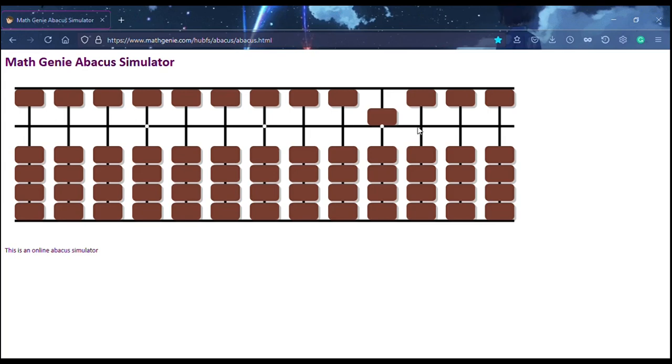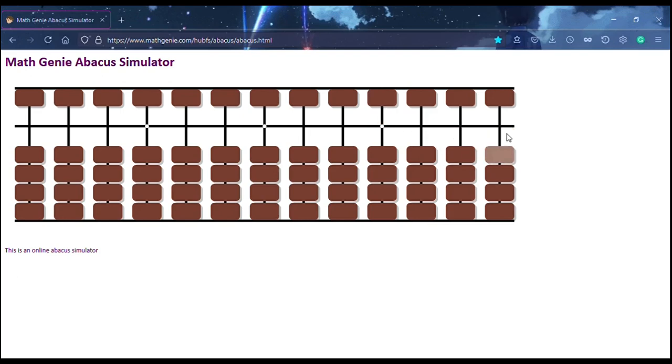Next, we move on to the tens column. The tens column has a value of 1, so we push up 1 1-beat. In the ones column, we have a value of 2, so we push up 2 1-beats. This is 5012.